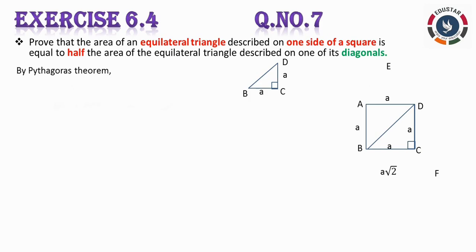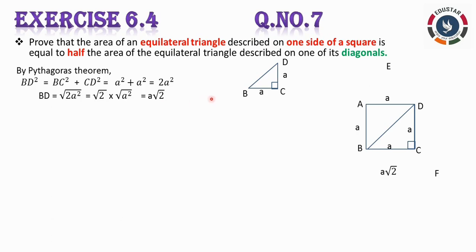So, as per the theorem, BD square is equal to BC square plus CD square. What is the length of BC? It is a. Here also a. So a square plus a square, which is equal to 2a square. So BD is equal to the square root of 2a square, which can also be written as root 2 into root a square. The power and root will get cancelled, which is equal to a into root 2. So what is the diagonal of a square? The common measurement is a root 2. If the side of the square is 5 centimeters, then what is the length of the diagonal? It is 5 root 2.